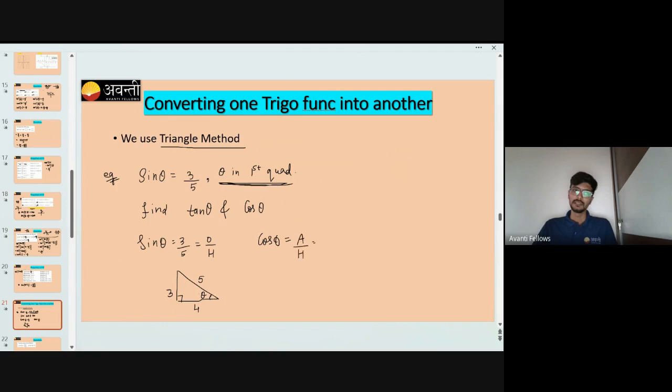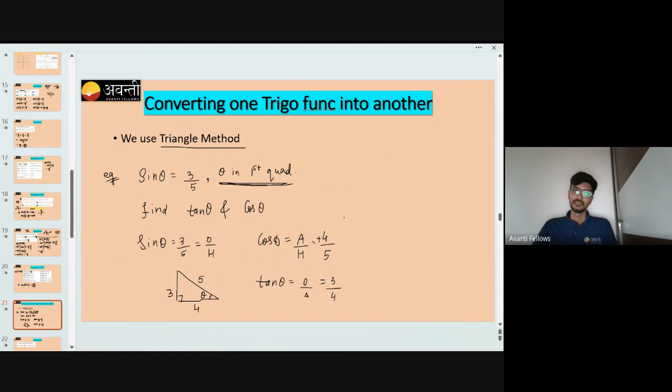And look at this triangle. If this is theta, adjacent is 4, hypotenuse is 5. So simply my value of cos theta is 4 by 5. Again, it's a positive value because theta is in the first quadrant. And if someone asks for tan theta, tan theta is opposite upon adjacent. What is opposite? 3. Adjacent is 4. So 3 by 4. Please remember, this is a very useful tool in inverse trigonometric functions. Now how to use it, I'll show you in the next questions.